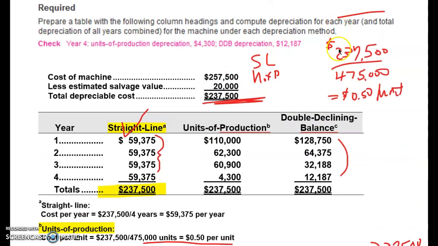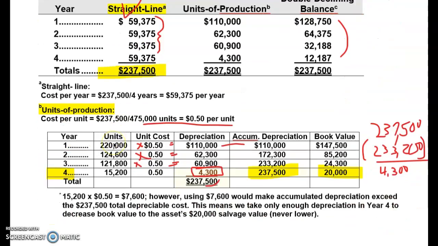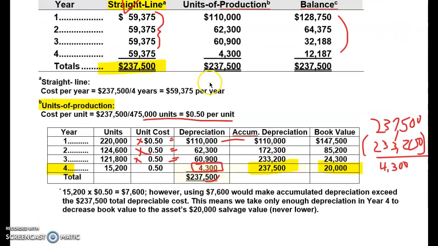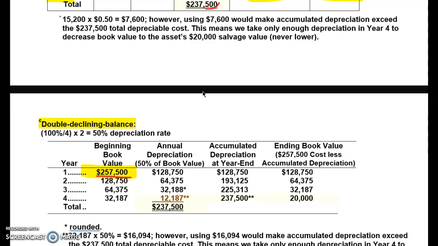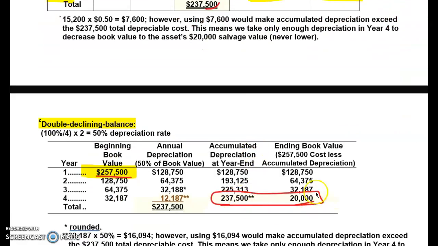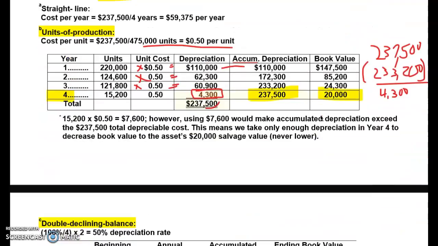We clearly started with it in our calculations. This is units of production, and so did we use that for straight line. We started with 237.5. With double declining, we don't. We start with 257.5. See, with double declining, we want the most depreciation up front as possible. We will use the 257.5 to achieve that, and we will make sure at the end we have this just like the other ones. Accumulated depreciation, 237.5, book value ending is 20. Just like the other ones, okay?